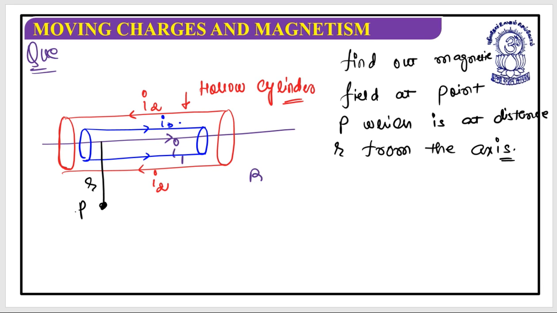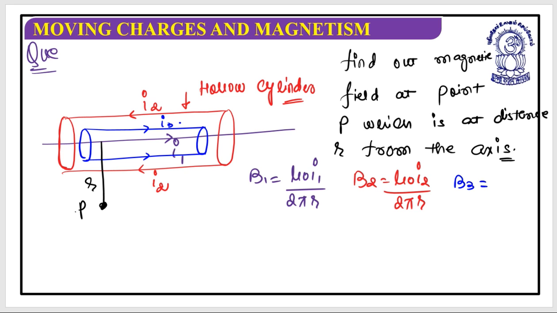First, it's B1, which is equal to mu naught I1 divided by 2 pi r. Yes, for everyone this point is outside. So B2 is mu naught into I2 divided by 2 pi r. For the third one, B3 is equal to mu naught into I3 divided by 2 pi r. So we have written the magnitude. Now it's time for the directions. So it's B net.